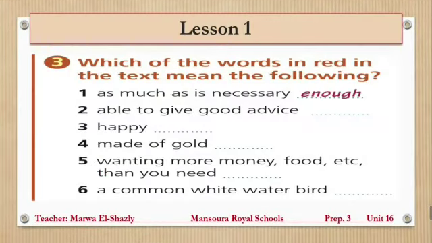We're still in lesson 1. Which of the words in red in the text mean the following? Number 1, as much as necessary means enough. 2, able to give good advice. 3, happy. 4, made of gold. 5, wanting more money, food, etc. than you need. 6, a common whitewater bird. Pause the video, think of the answers, and come back to check your answers.